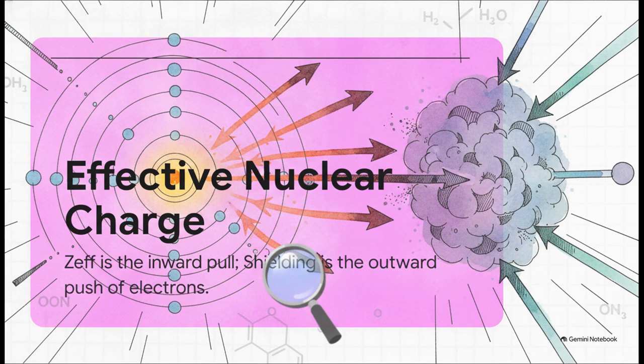But hold on, before we can actually read this elemental dashboard, we really need to define the ultimate tug of war happening inside every single atom. This right here is the engine of chemistry. On one side, you have the effective nuclear charge, or Zeff. That's the positive inward pull of the nucleus, physically dragging electrons closer. On the flip side, you have the shielding effect. That is the outward push caused by inner electrons literally repelling the outer electrons away.